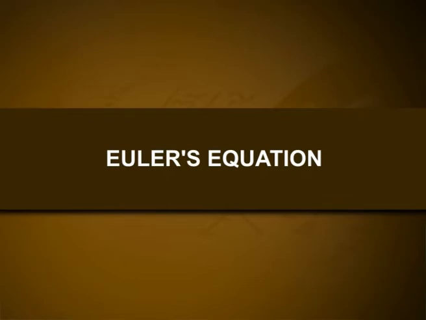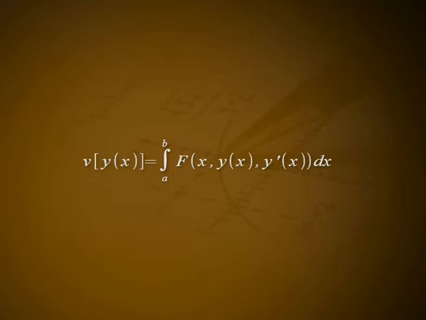Module 2, Euler's equation. Euler's equation is an important part of the theory of calculus of variations. It is used to find extrema of functionals of the form v[y(x)] equal to the integral from a to b of f(x, y(x), y'(x)) dx. We will show that the curve y = y(x), which extremizes this functional, satisfies the second order differential equation fy minus d by dx of fy' equal to 0, which is called Euler's equation.